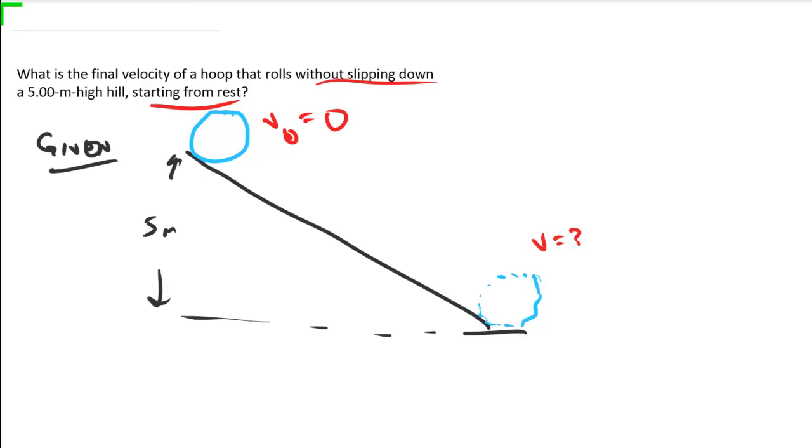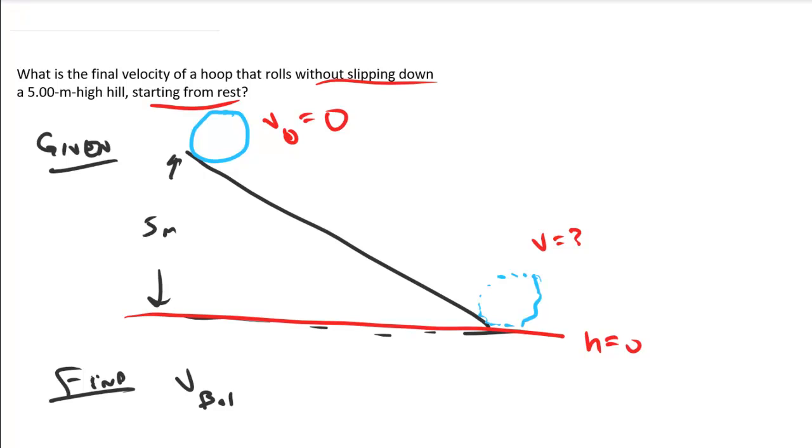How fast would it be traveling once it gets to the bottom? And so we can actually just use conservation of energy, right? If I establish a datum down here where the height is equal to 0, actually let me say, find v at the bottom. That's what we're looking for.